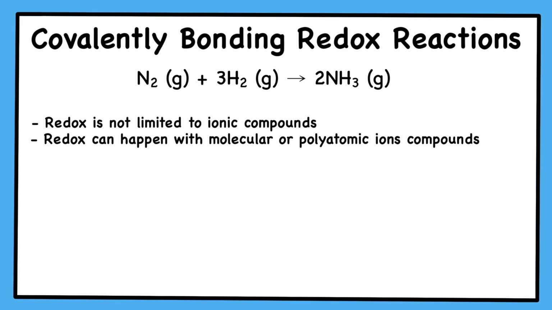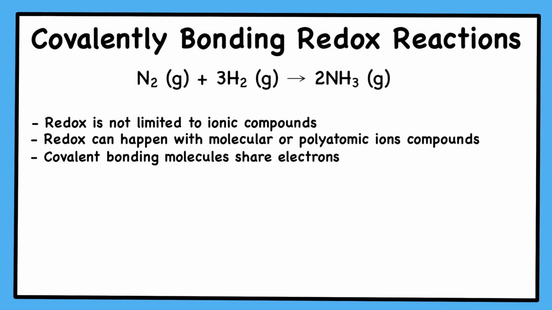This process involves neither ions nor any obvious transfer of electrons. The reactant and product are covalently bonded molecules. By definition, that means these molecules are technically sharing electrons. But how is this a redox reaction then? I thought electrons needed to be transferred for a redox to occur.